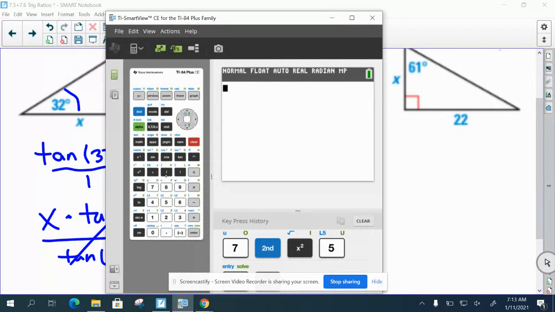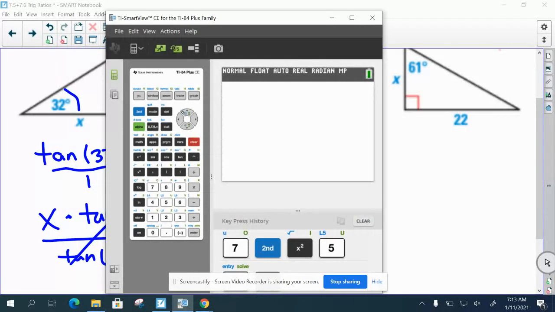One thing that you'll need to do is make sure that your mode is in degrees and not radians. So radians is like the pi version of degrees. You know how a complete circle is 2 pi? 2 pi is equal to 360 degrees. We'll do a whole other extension lesson on that.